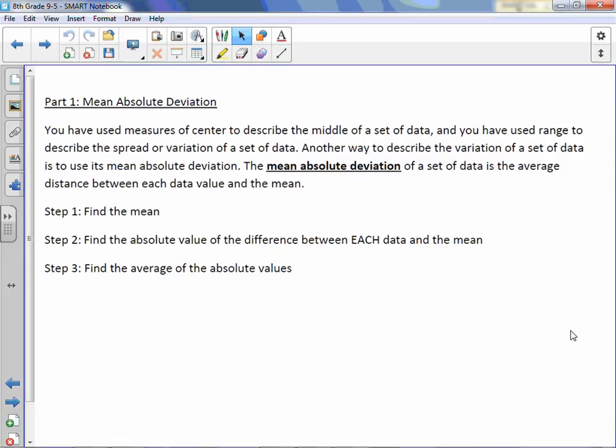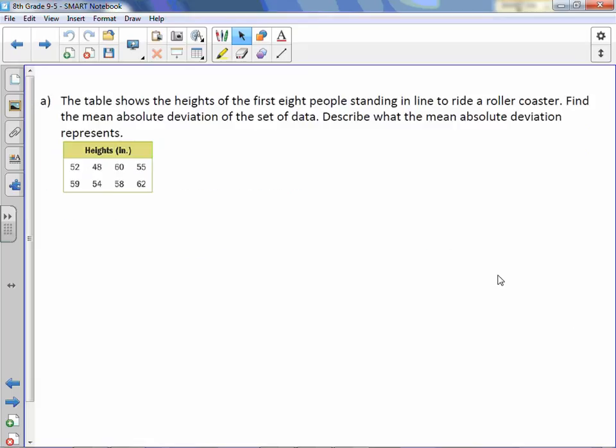So the first thing you need to do is to find the mean. So take your data and find the mean. When you get that mean, you're going to subtract the mean and each data point. You are going to take the absolute value of that number. So basically, subtract it and take the positive distance. Then find the average of those values. It sounds complicated. It's not. It's just a couple of steps here.